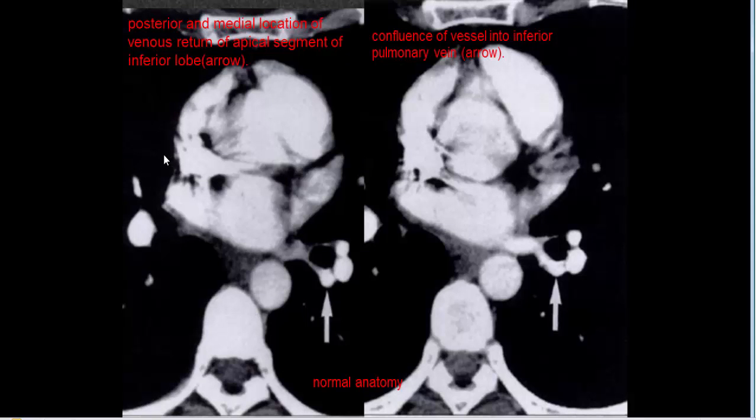Posterior and medial location of the venous return of the apical segment of the inferior lobe. This is normal anatomy: confluence of vessels into the inferior pulmonary vein. This is normal anatomy, as we see.